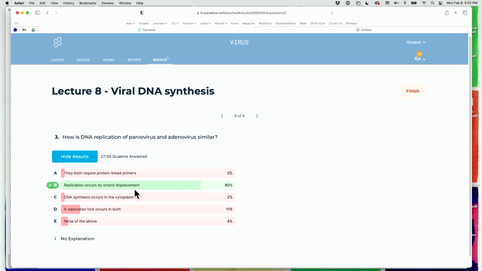So the answer is B. Replication occurs by strand displacement. That's what's common between parvo and adeno. They don't both require protein link. Parvo was a DNA primer, the hairpin, not in the cytoplasm. In the nucleus, no replication fork. They're both strand displacement. So it's either one or the other, and none of the above is not correct.